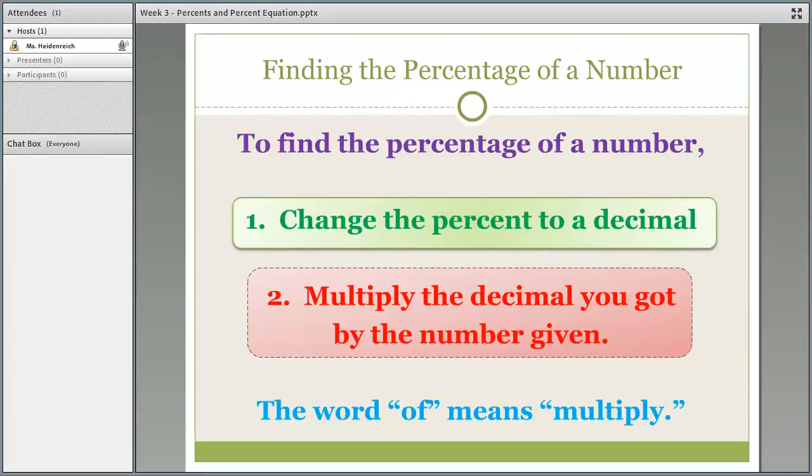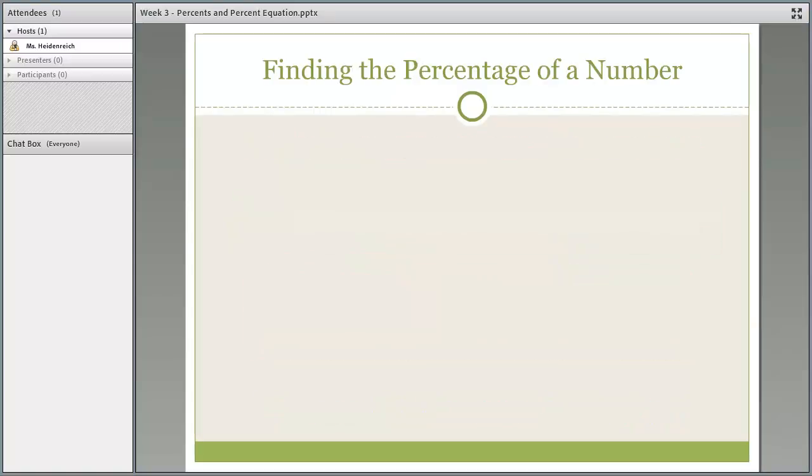It would be very helpful at this point to remember and to memorize this fact that the word of in math typically means to multiply. So if you see a problem that says find 50% of 60, then you would do 0.50 times 60 because of means times.